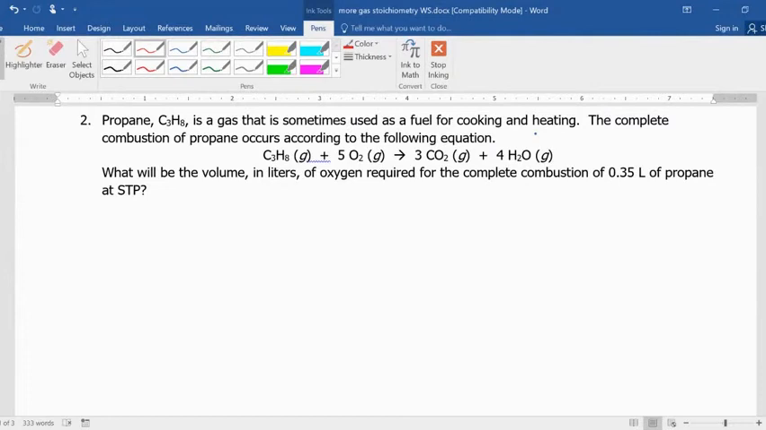So here we have propane, and it's a gas that's sometimes used for cooking and heating. Most of you probably have a propane gas grill outside. And the combustion occurs by the following equation. Oh, look how nice they were. They already balanced it for us. So we want to know what will be the volume in liters of oxygen. So here I'm looking for liters. If we have the complete combustion of propane, and we have 0.35 liters at STP.